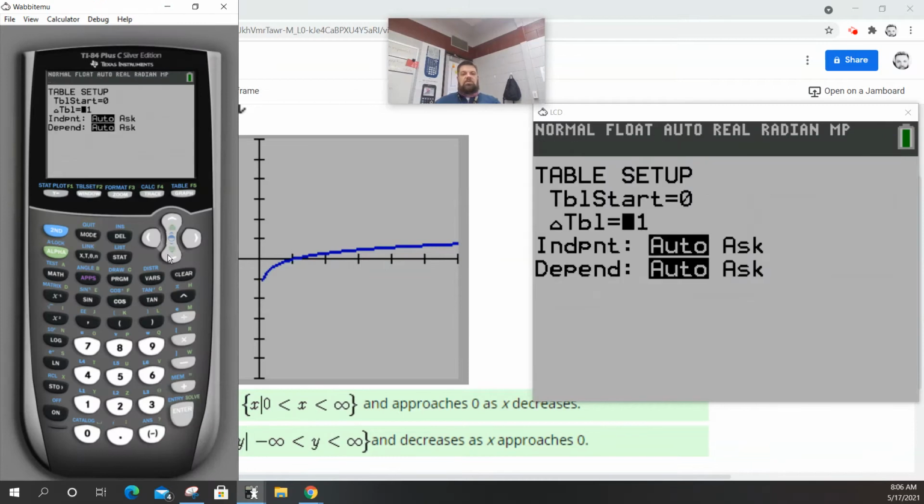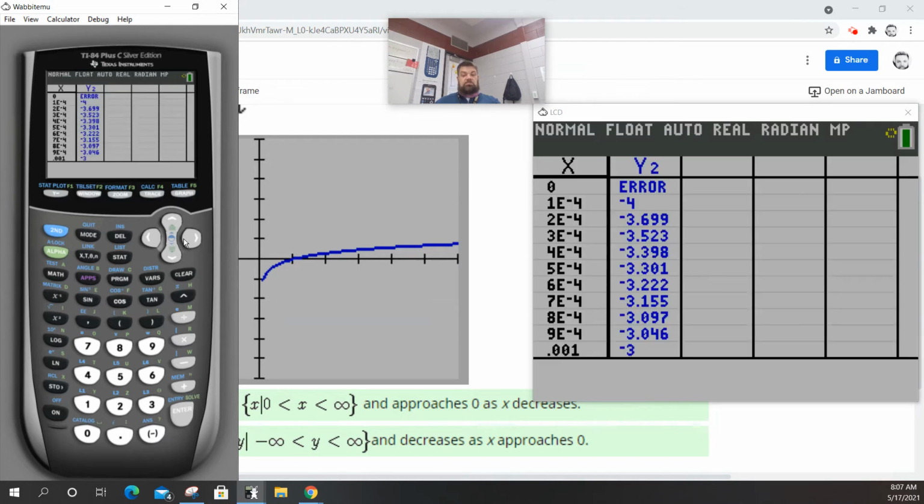So what we're going to do is go back and set up our table. And I'm going to say 0.0001. And we're going to start at 0. So now when I look at the table of values, I should have a very negative number. So it's there, right? We can't see that on the graph, but it's there.